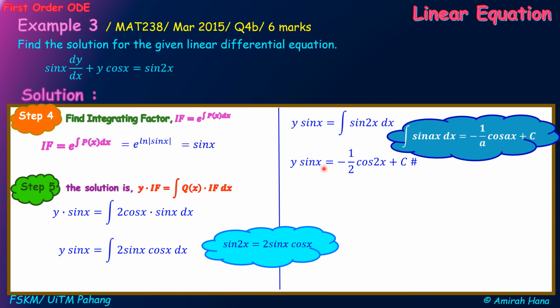This is called the general solution, right? We no need to find the value of c because there is no initial condition. The initial condition is not given in this question. So we no need to find the value of c. This is called the general solution, our final answer. We done solve this ordinary differential equation because there is no more dy over dx symbol, right?